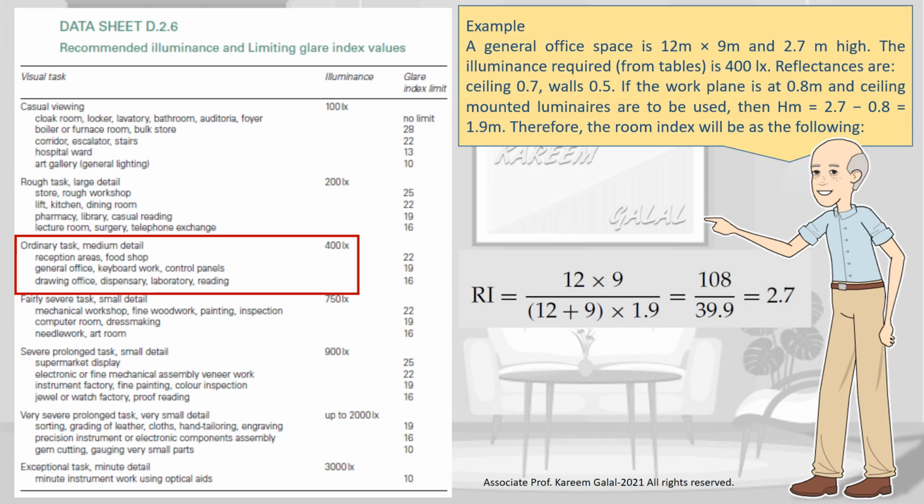Example. A general office space is 12 m x 9 m and 2.7 m high. The illuminance required, from tables, is 400 lx. Reflectances are: ceiling 0.7, walls 0.5. If the work plane is at 0.8 m and ceiling mounted luminaires are to be used, then h equals 2.7 minus 0.8 equals 1.9 m. Therefore, the room index will be as the following.